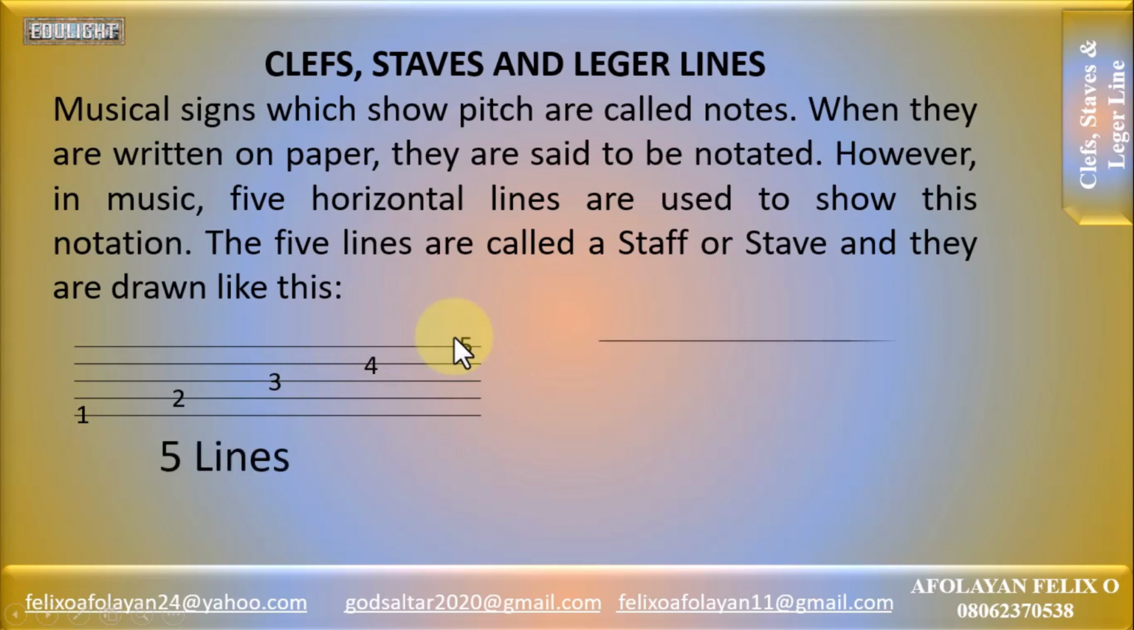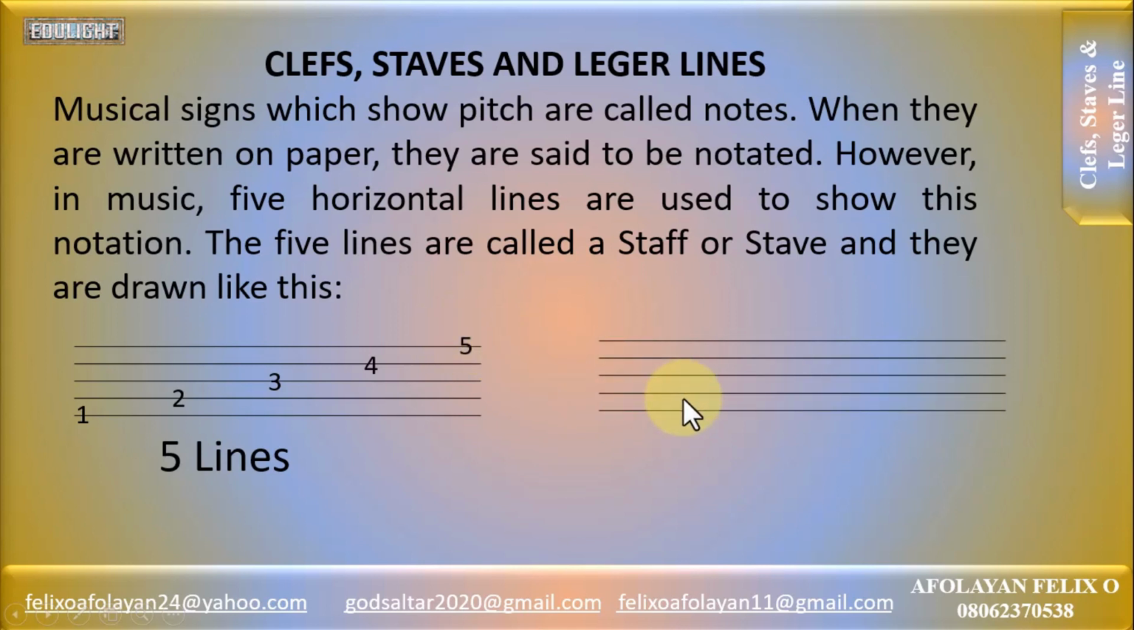And again, counting the spaces, we have 1, 2, 3, 4. That is 4 spaces. Our staff, therefore, has 5 lines and 4 spaces. So the staff is what has 5 horizontal lines and also 4 spaces. That's our staff. So let's continue.